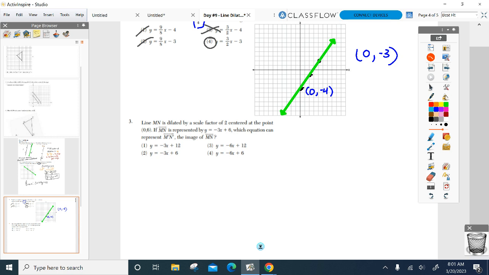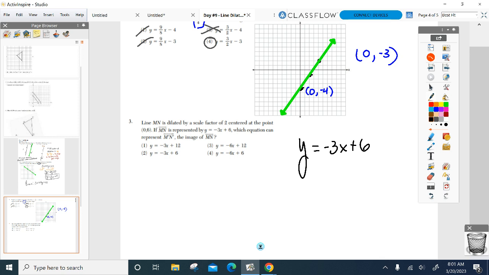Any questions from you guys yet? I think I'm going to do one more with you and then see what you can do on your own for that next one. All right, line MN, dilated, scale factor of 2, centered at (0,6). Heads up, (0,6), not the origin. MN has this equation, y equals -3x plus 6. What's the equation of the new line now?